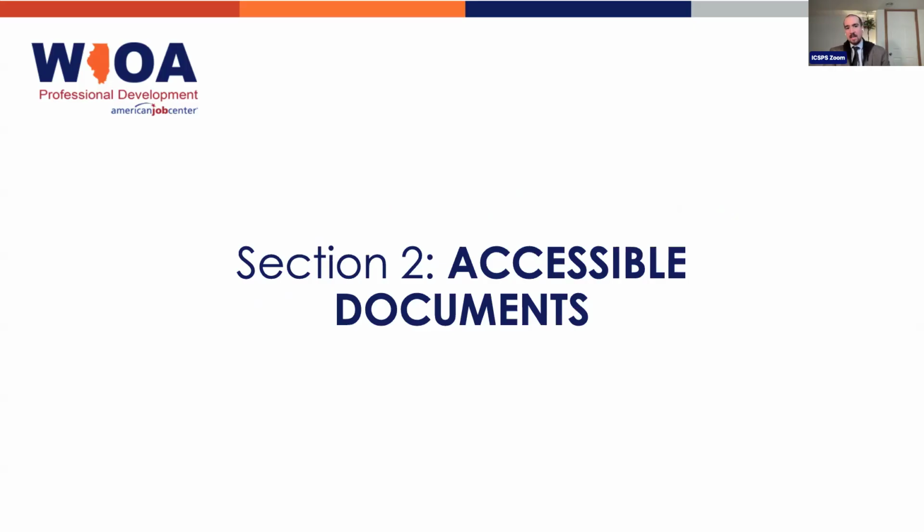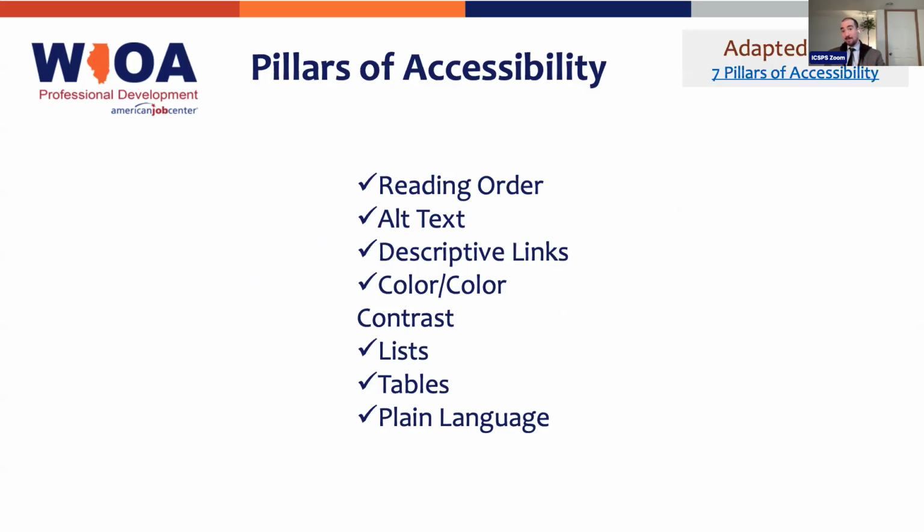So, accessible documents. This is the part where I talk at you, and then we're going to do things together. The seven pillars of accessibility. I've adapted these a little bit from Moraine, but they are very similar, and I wanted to give them credit. Those are reading order, alt text, descriptive links, color and color contrast, lists, tables, and plain language.